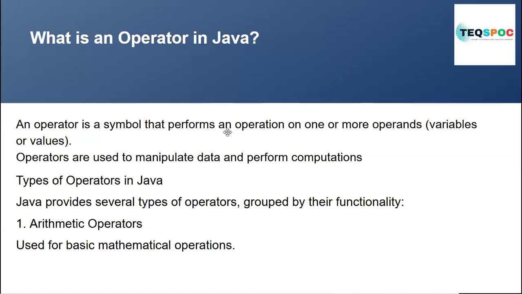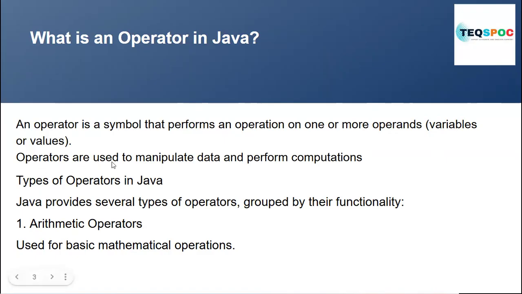So first, let's see what is an operator in Java. Basically, an operator is nothing but a symbol that performs a certain operation upon two or more operands. Operands can be a variable or a value. Like if you want to add two variables, int x equal to 10, int y equal to 20, then you use the arithmetic operator, that is the plus operator, to add the two operands, that is variables or values.